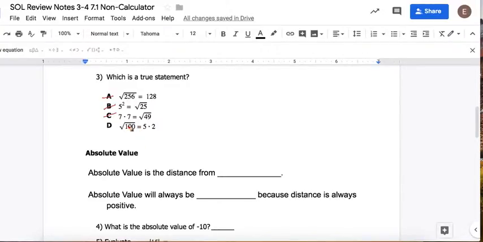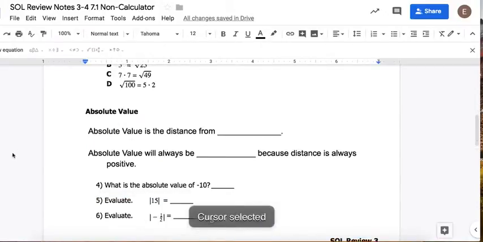And the square root of 100 is 10. Is 5 times 2 10? Yes, so look what we have here. 10 equals 10, so the correct answer is D. So we've got to be real careful when they present the question differently, because we know what square root means, but if we don't look at this question carefully, we might pick B or even C. So be real careful.